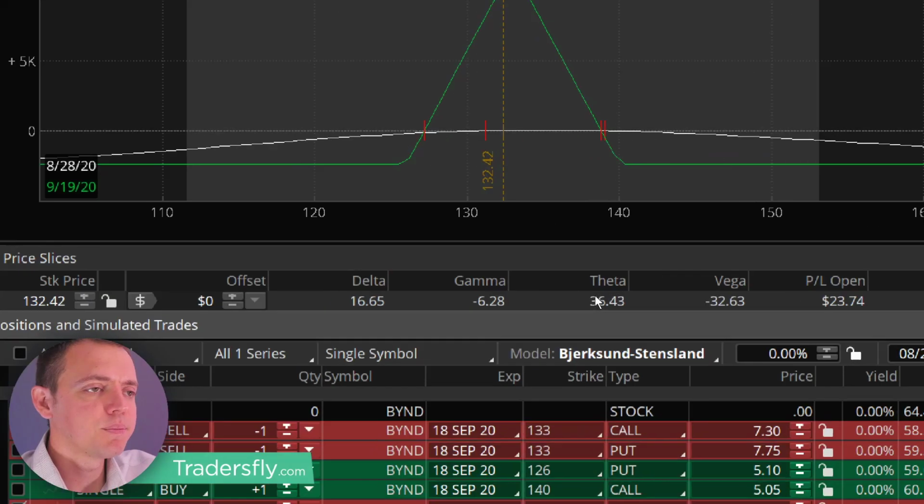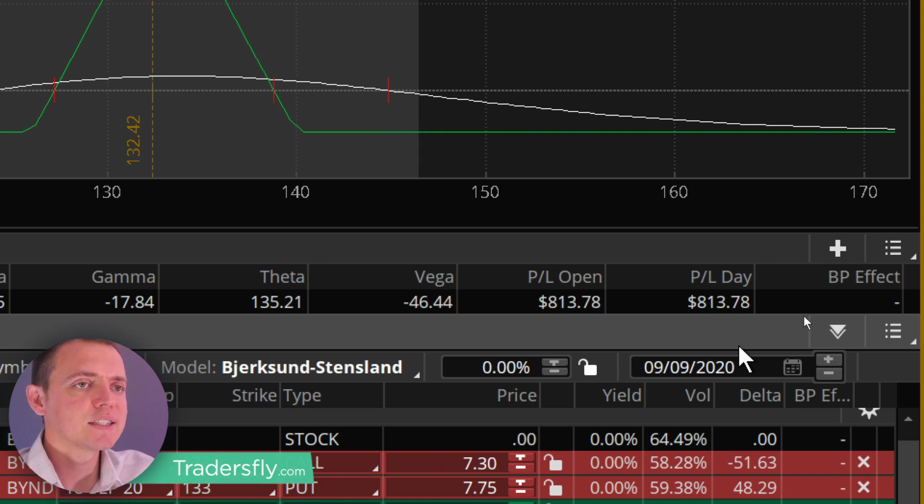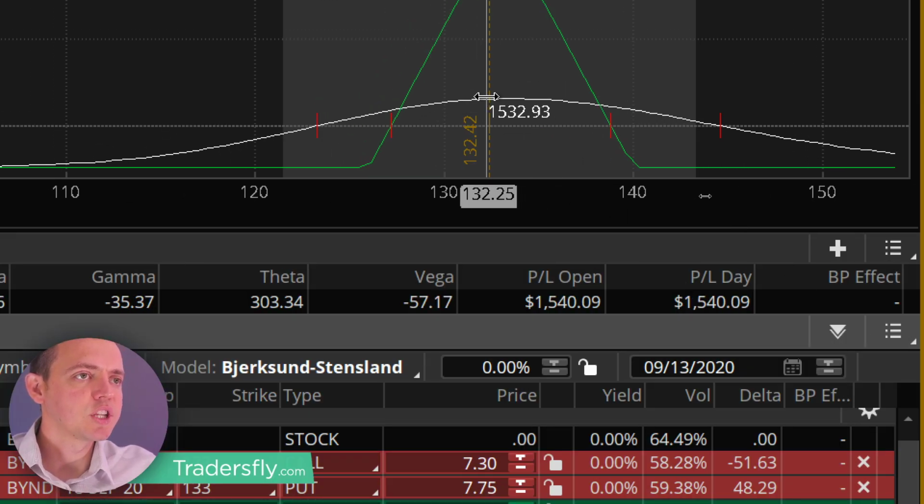So look, I want you to watch this. The theta starts at 36, but over time, that 36 goes to 130. So you're making 135 a day. So that continues to ramp up. And look at this position. That white line keeps getting closer. So it just keeps growing and growing.